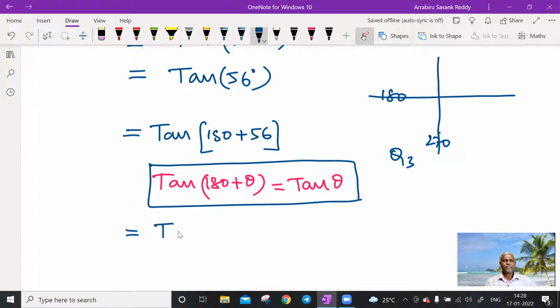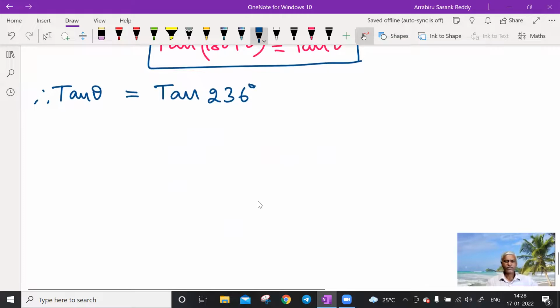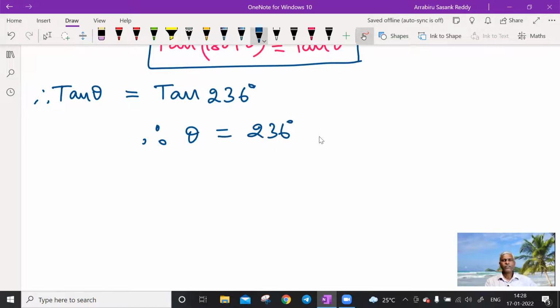Now, this 180 plus theta is in the third quadrant. So this is 236, tan 236. Therefore, the angle theta is 236. Theta is equal to 236 degrees, which belongs to the third quadrant.